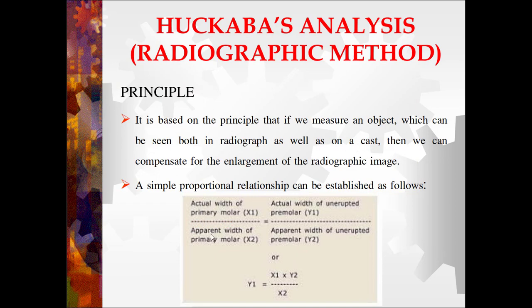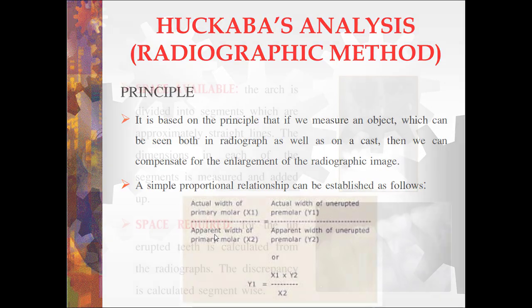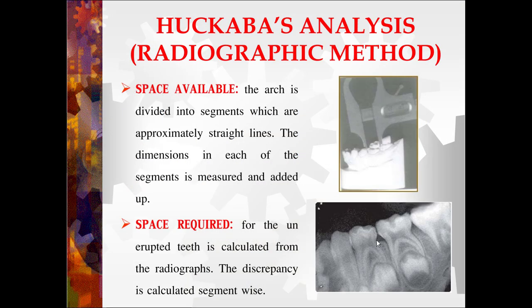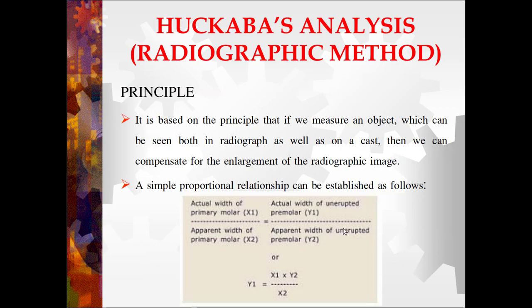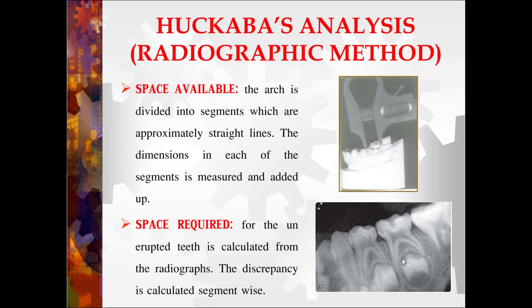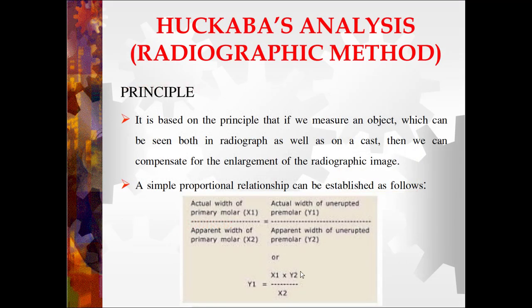Apparent width of the same molar is checked on the radiograph. It is measured. Then apparent width of the unerupted premolar, again from the radiographic image, it is measured. With the help of this formula we can measure the actual width of unerupted premolar as we are having these three values with us.